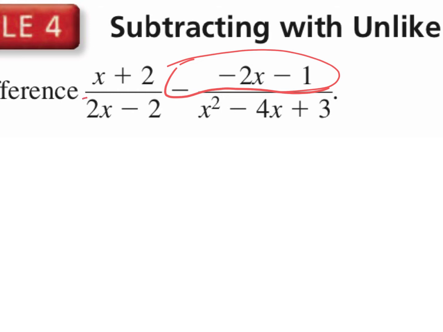So we need to factor our first denominator and factor the second. So how can we factor 2x minus 2? We can take out a 2. So we're dividing both of these by 2. What are we left with when we take out a 2? X minus 1.